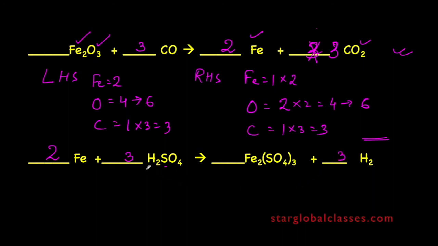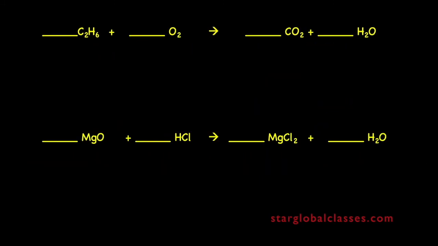Now we will check oxygen. Oxygen on the left hand side became 3 into 4, 12, and oxygen on the right hand side is 4 into 3, 12. So you can see here now iron 2 on the left hand side, 2 on the right hand side, hydrogen 6, hydrogen 3 into 2, 6, sulfur 3 into 1, 3 here, sulfur is 3 here, and oxygen 3 into 4, 12, oxygen is 12 here. This equation is balanced. We'll see some more equations.